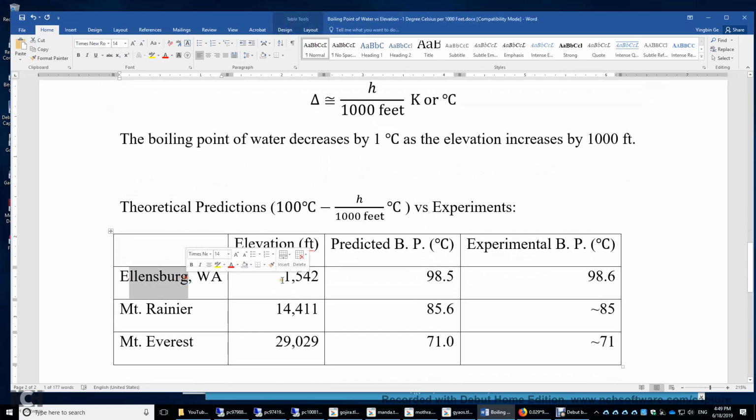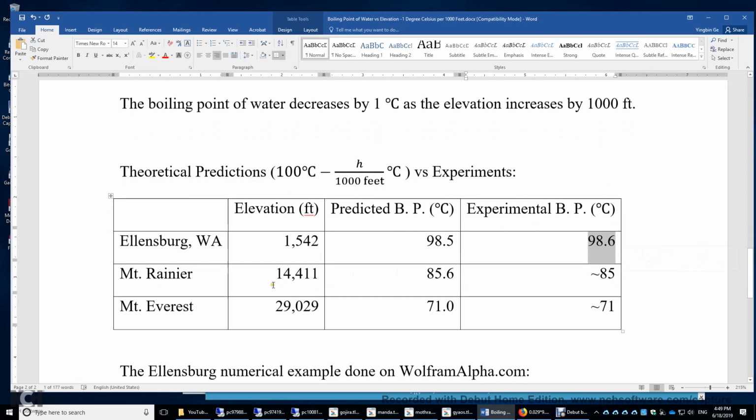First, Ellensburg. The elevation of Ellensburg is roughly 1,500 feet. So our predicted boiling point of water is this guy divided by 1,000. You get 1.5, and then 100 degrees Celsius minus 1.5, and 98.5 is our prediction. Experimentally, we measured the boiling point of water. In Ellensburg, it's roughly 98.6. Now how about Mount Rainier?